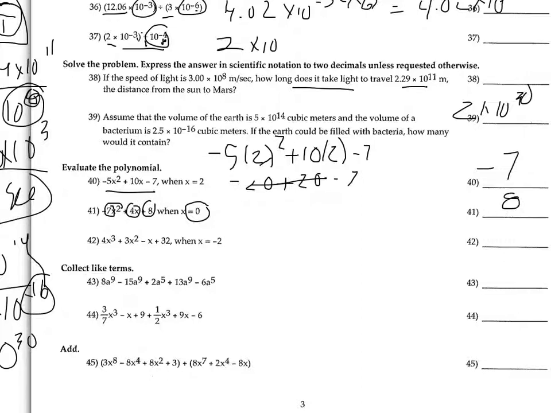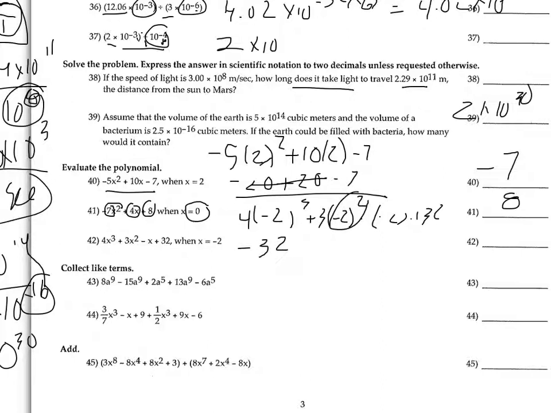And then plugging negative 2 into here, we have 4 times negative 2 cubed plus 3 times negative 2 squared minus negative 2 plus 32. So negative 2 cubed, negative 2 times negative 2 times negative 2 is negative 8, times 4 is negative 32. This is 4 times 3 is 12, minus negative 2 is plus 2, then plus 32. Now, minus 32 and plus 32 cancel. 12 and 2 is 14, so we have that there.